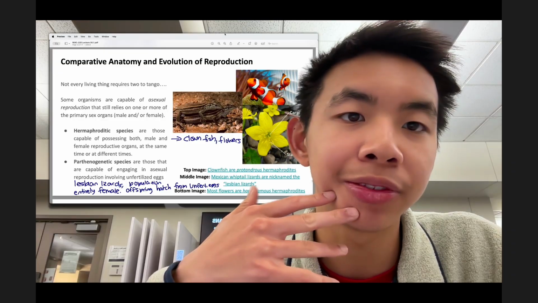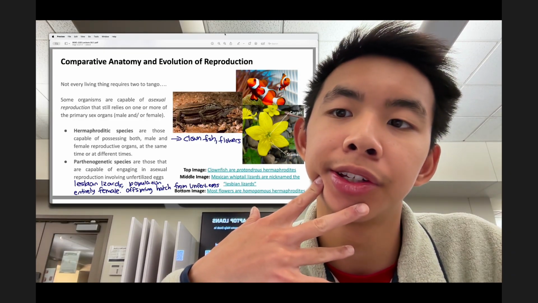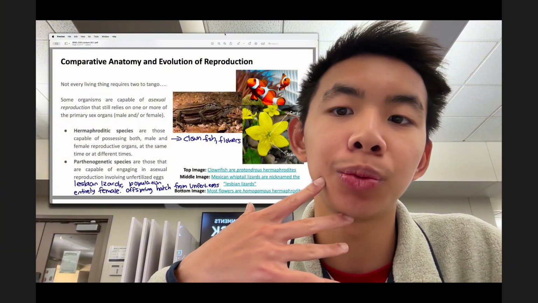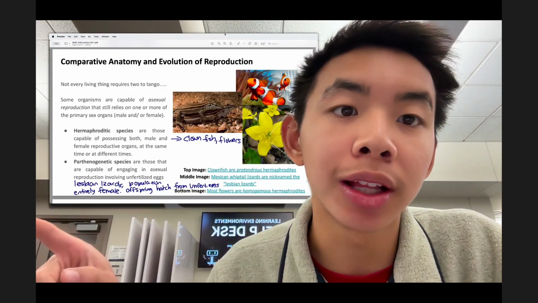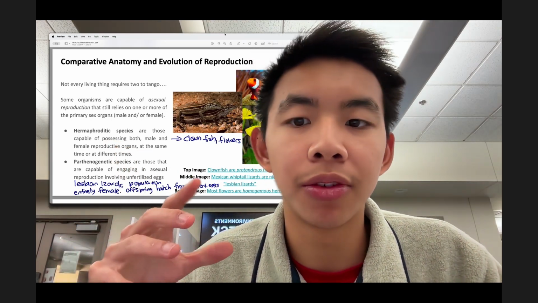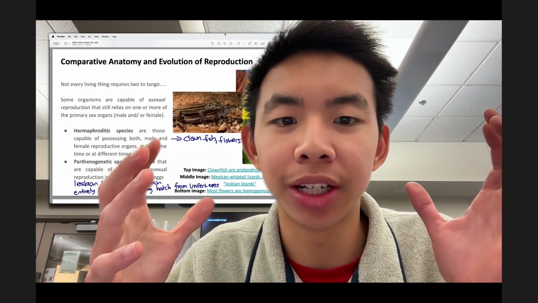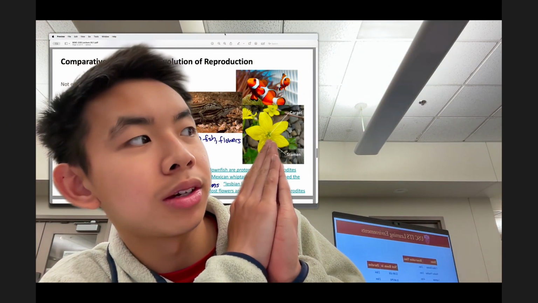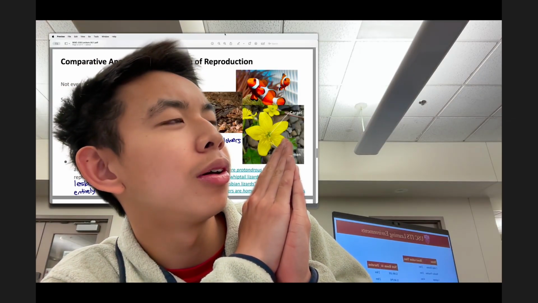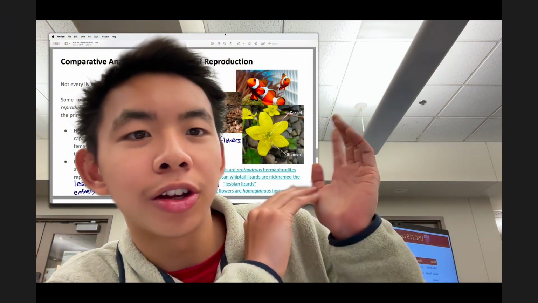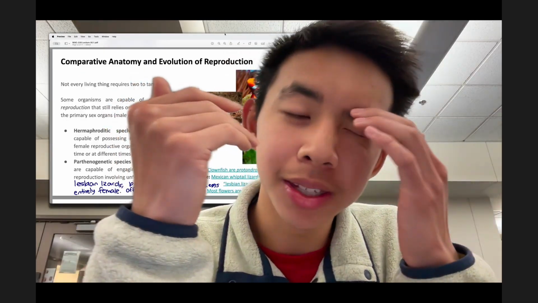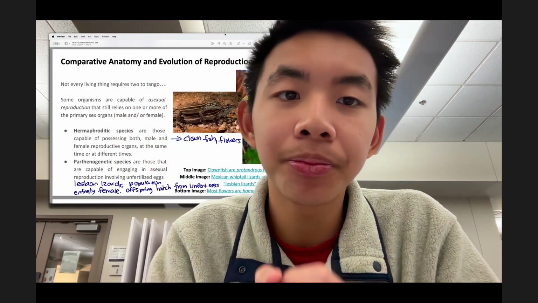Comparative anatomy is just looking at different animals. Some organisms are capable of asexual reproduction that still rely on one or more primary sex organs. I was talking about this earlier, the goldfish right here. They're called hermaphroditic. They have both male and female reproductive organs at the same time or different times. It's like clownfish. You'll see it in flowers as well. They have the carpel and the stamen. They have pollen and they can pollinate with each other.